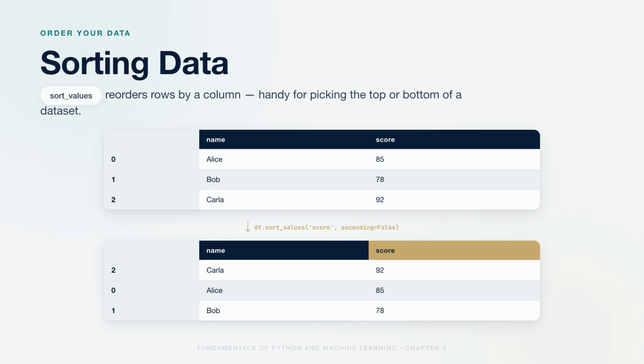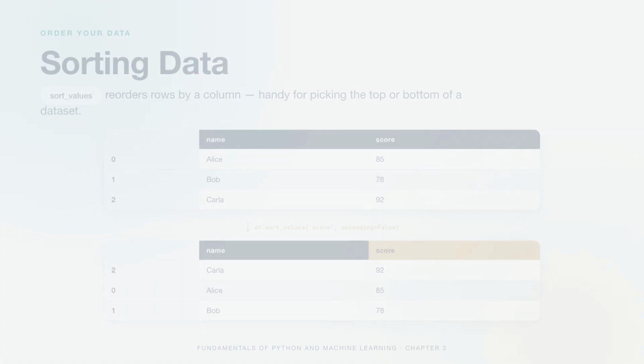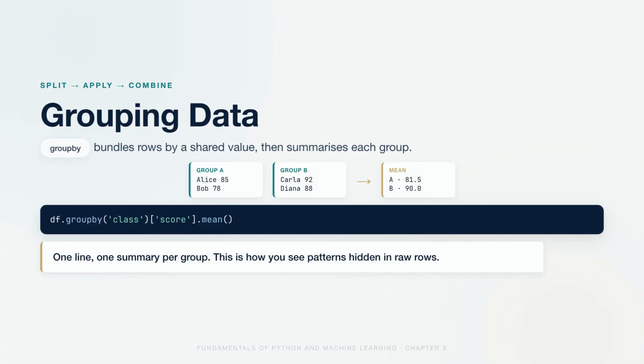Sorting helps us quickly identify the highest or lowest values. For example, we can find students with the highest scores, lowest attendance, largest purchases, or smallest values. Sorting is simple, but it is very useful when exploring data. Pandas also allows us to group data. Grouping means organizing rows by category and then calculating a summary for each group.